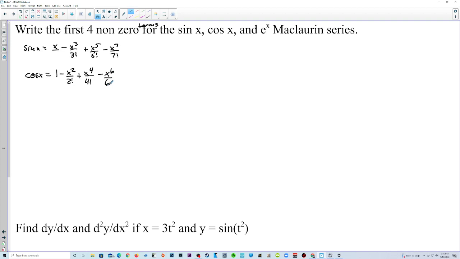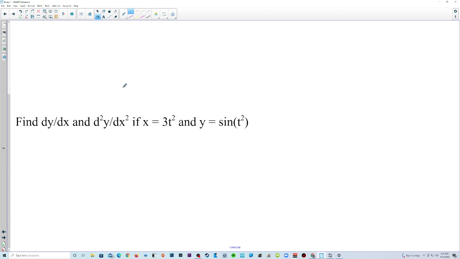x to the sixth over 6 factorial. e to the x, well, e to the 0 is 1, and then all the derivatives are e to the 0. So they're all 1. So 1 plus x squared over 2 factorial plus x to the third over 3 factorial. Find dy/dx and the second derivative if we have this here.